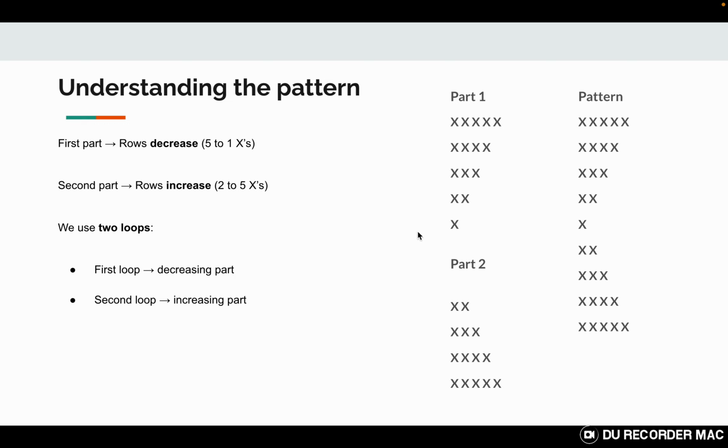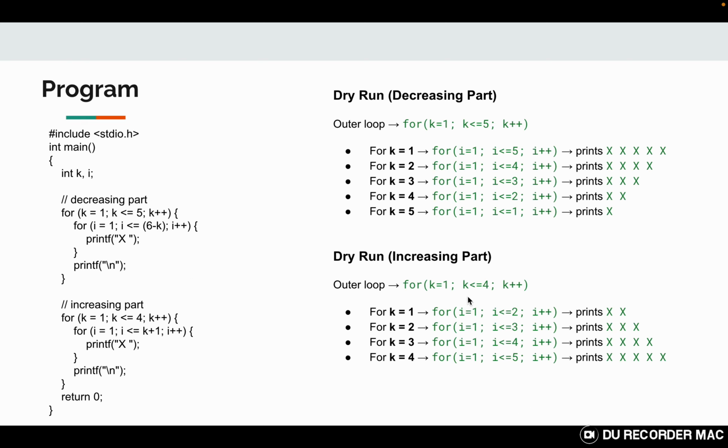So in order to print this kind of pattern, we need to use two for loops. One for loop is used for printing this pattern, and the other for loop would be used to print this pattern, okay. Now here is the program that prints that pattern.